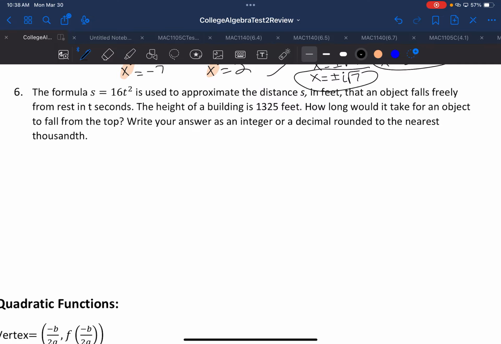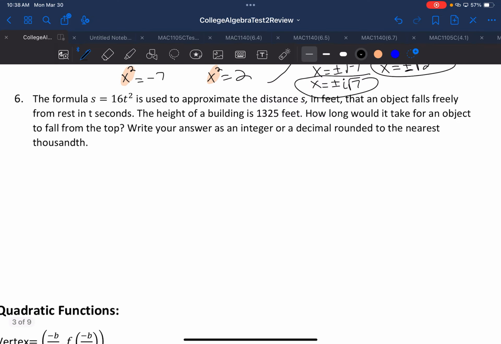Okay, number 6. This says the formula S equals 16t squared is used to approximate the distance S in feet that an object falls freely from rest in t seconds. The height of the building is 1,325 feet. How long would it take for an object to fall from the top? Write your answer as an integer or a decimal rounded to the nearest thousandth.